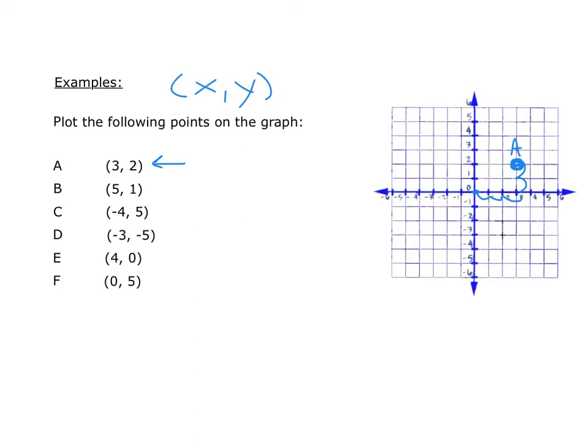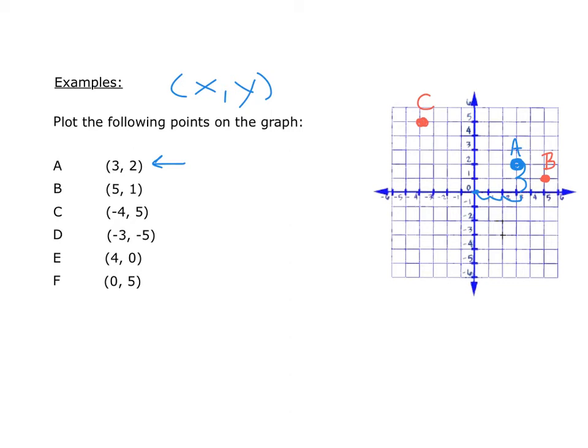Let's try another one. Point B is located at 5, 1. That tells me I need to go 5 to the right and 1 up. And I end up there, and that'll be point B. Point C, something a little bit different. You notice a negative x. Hopefully we know and have figured out that negative x is going to the left. So for point C, I go negative 4 to the left. So just 4 to the left, over to negative 4 where it says. And 5 is positive, so I'm still going to go up. So I get up here, and that is where point C is located.